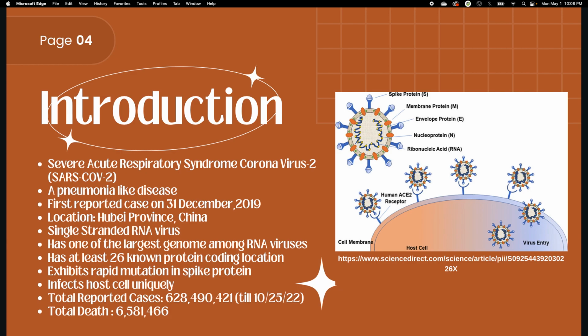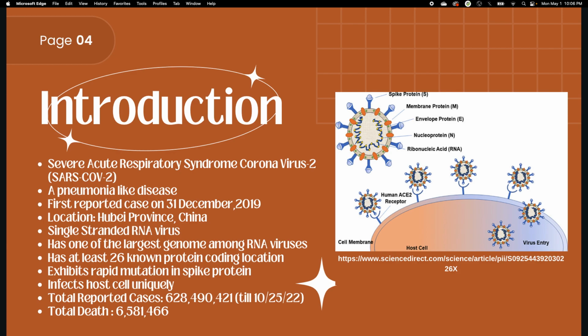So we all know that severe acute respiratory syndrome SARS coronavirus 2 is basically a pneumonic disease, and it was first reported on 31st December 2019 in the Hubei province of China. The most important part of this virus is that it's a single stranded RNA virus, and it has one of the largest genome sequences among the RNA viruses. And this virus has mutated multiple times after its first emergence, and mostly in the protein coding zone. There are at least 26 known protein coding mutations in this virus.